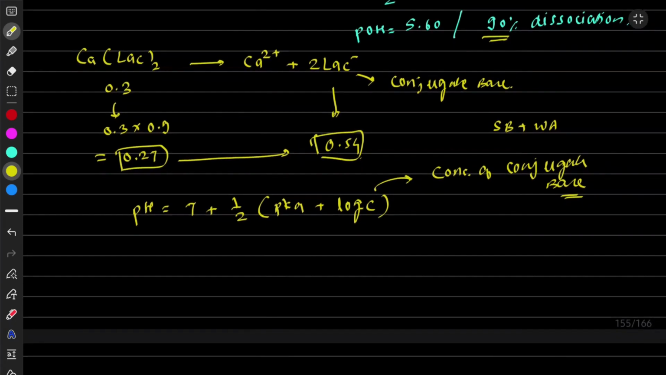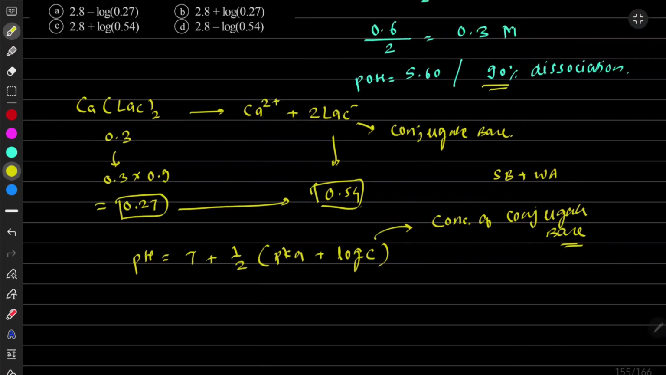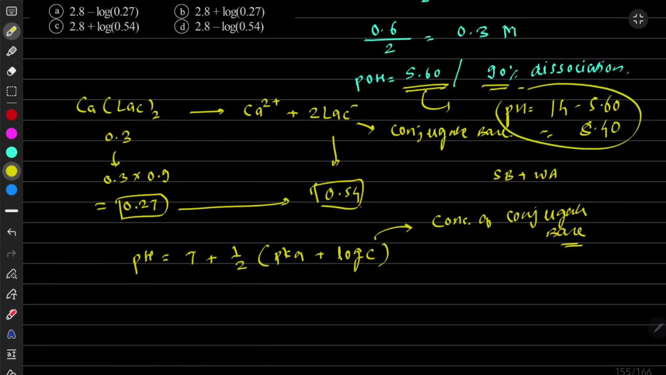Therefore, this is given as 5.60, which is the pOH, so from here we can calculate the pH. pH is going to be 14 minus 5.60, so it is 8.40. So pH is known. This is 8.40 equals 7 plus half of pKa plus log of this concentration, which is 0.54.